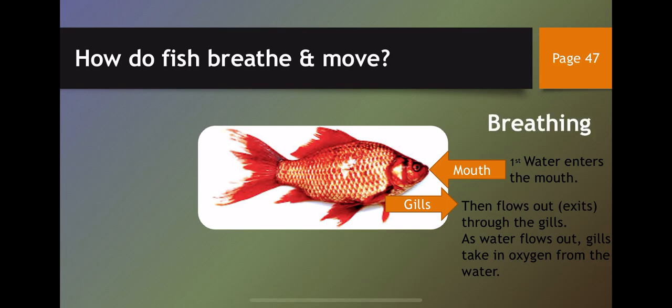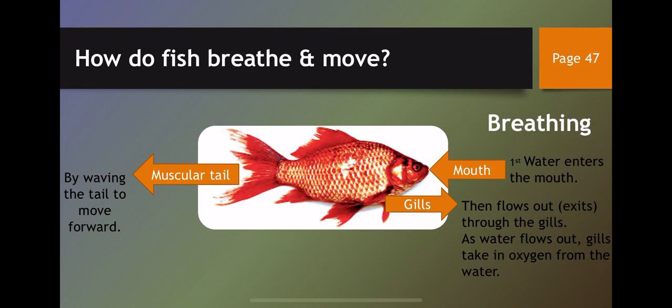Let's talk about moving. What are the structures that help in moving? Yes, very good. First, the tail, or we call it the muscular tail. How? By waving the tail to move forward. So the fish waves its tail so it moves forward.